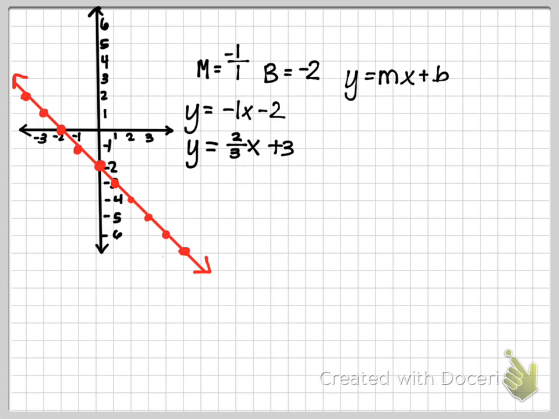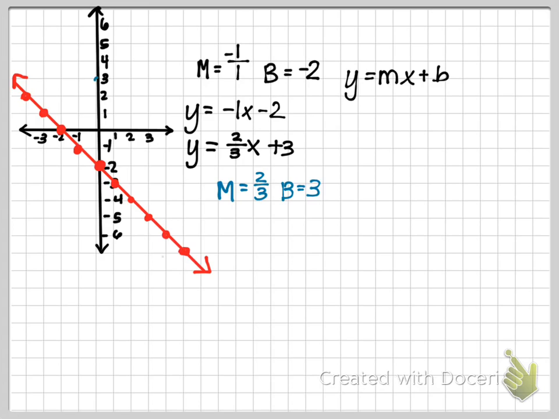So that's my first line. So let's graph the second line. What is the m of the second equation? The m is 2 over 3. And what's the b? 3. Okay? So where am I going to go first?